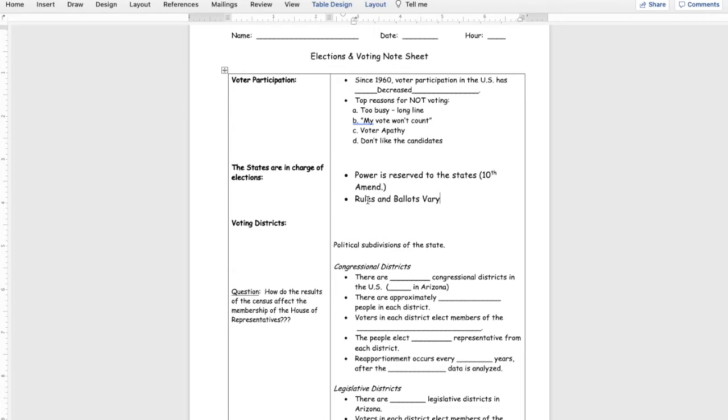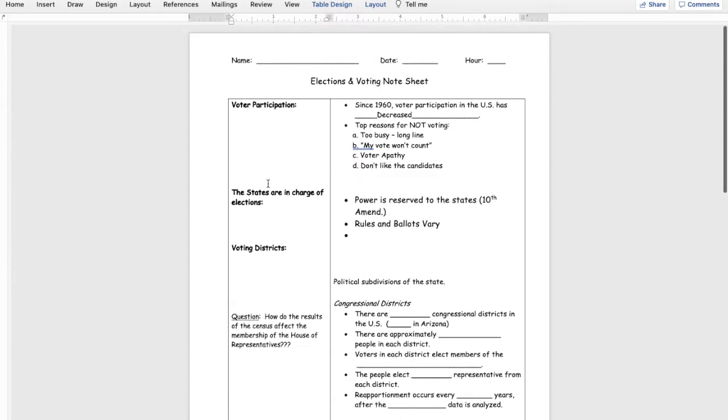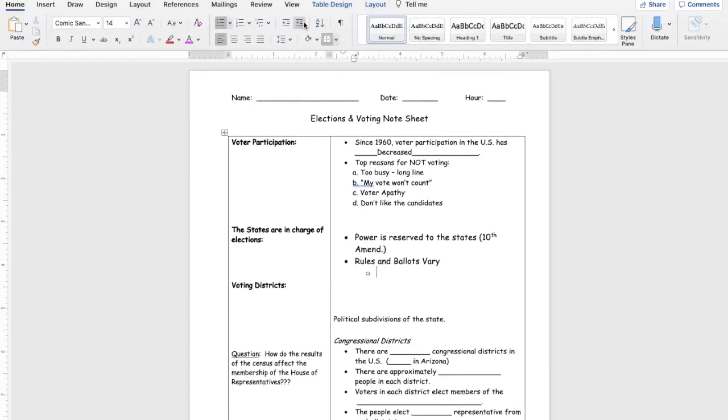And what do I mean by that? Well, the rules are different for every state, and the ballots, which hopefully you studied as a vocab word, that's how you cast your vote, are different. For example, in Arizona, oh, I don't know why it keeps doing that. Let's go over here, and we'll move this puppy in there. In Arizona, we have something called a fill in the arrow ballot. And I'll show that to you guys next class.